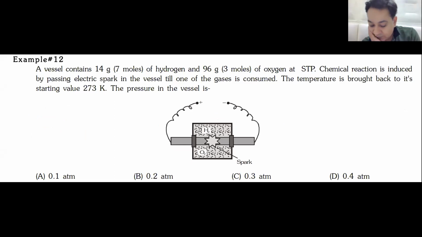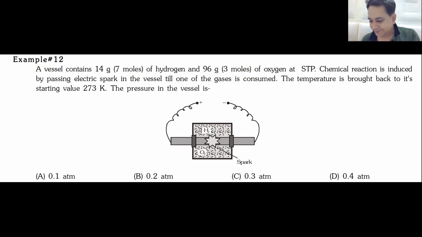A vessel contains 14 grams of hydrogen and 96 grams of oxygen at STP. A chemical reaction is induced, oh, such a chemistry, by passing an electric spark in the vessel till one of the gases is consumed. The temperature is brought back to its starting value of 270 Kelvin. What is the pressure in the vessel? Wow, we are vanishing one of the gases.